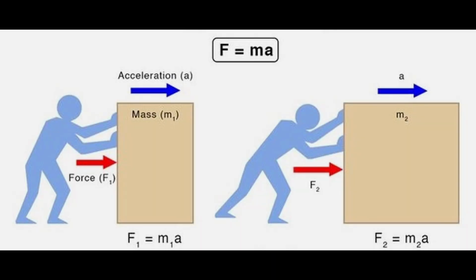Now Newton's second law of motion is that a body of mass m subject to a force F undergoes an acceleration a that has the same direction as the force and a magnitude that is directly proportional to the force and inversely proportional to the mass.